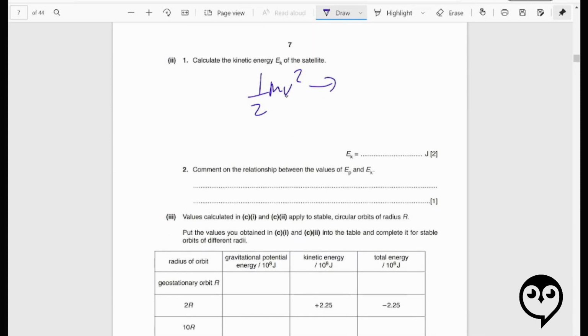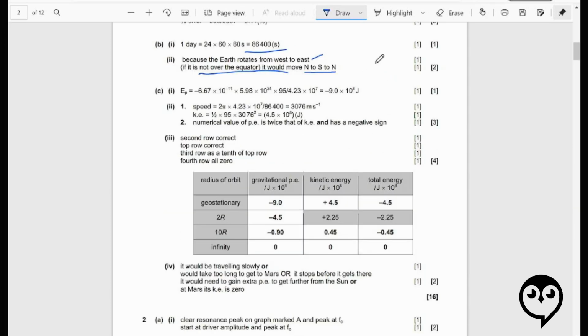But where do you get the velocity from? You know the velocity is equal to the circumference traveled in a certain time period. They've given us the period. We set it at the beginning. You plug it in and get your answer. Comment on the relationship between the values. I'm not going to waste time on the calculation. Let's see what they say in the mark scheme, okay? These are simple plug-in questions here.